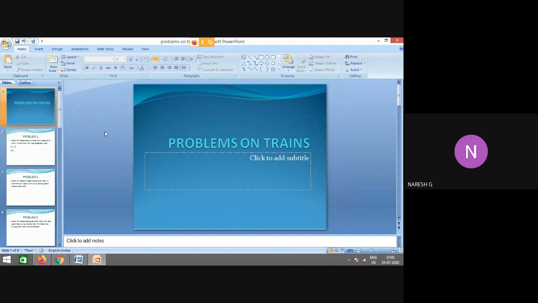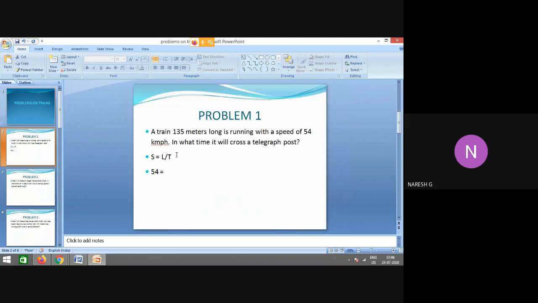In last class, we saw the concept of problems on trains. Now we will solve some problems on trains. A train 135-meter long is running with speed of 54 km per hour. In what time it will cross a telegraph post?